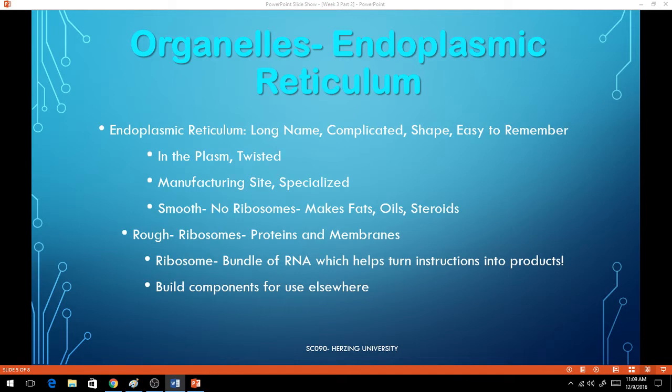Ribosomes, and remember I said I'd be getting back to them, look like small dark balls or dots within the cell. They're bundles of ribonucleic acid which help turn the instructions into meaningful products. They read the blueprint and then help organize the necessary parts.